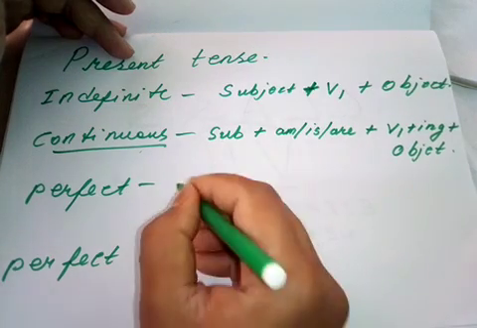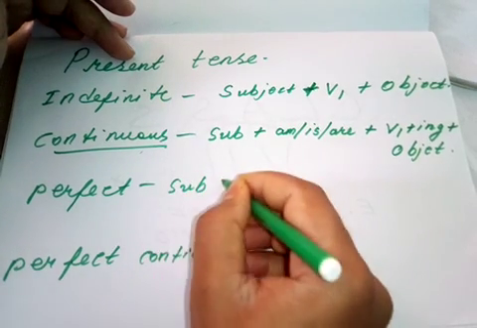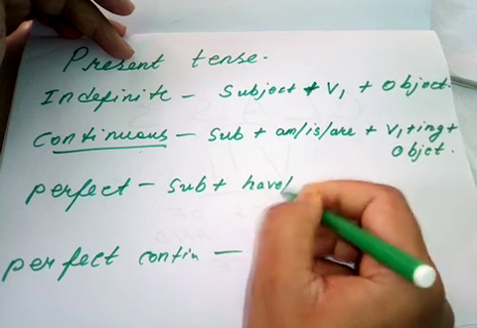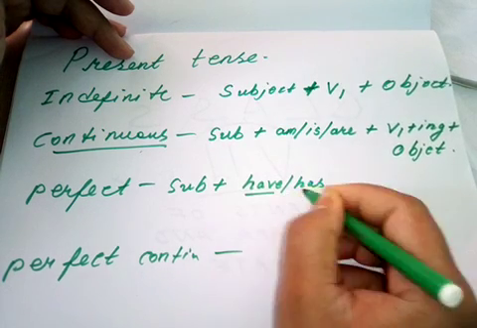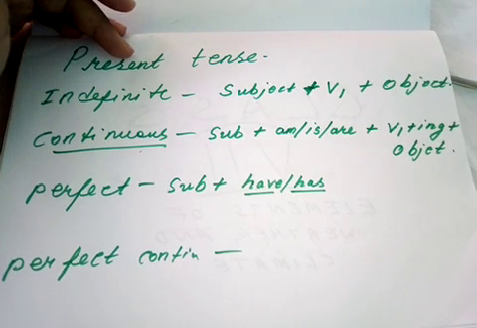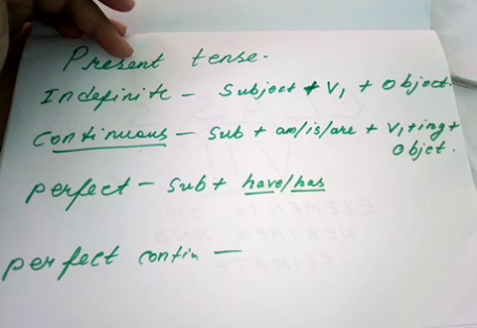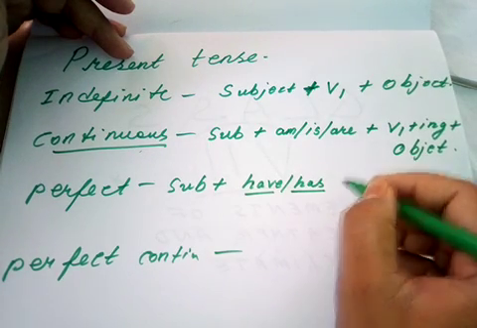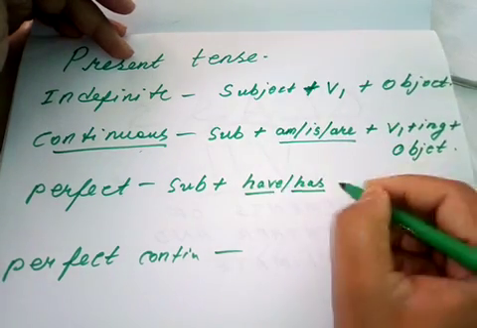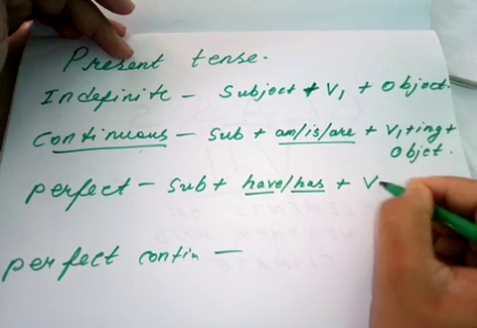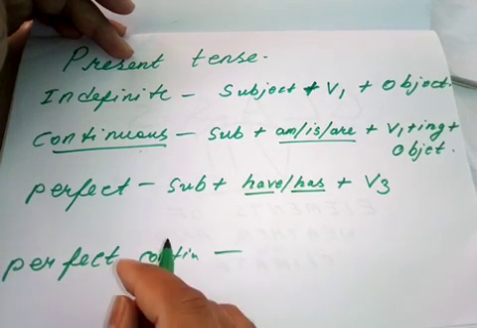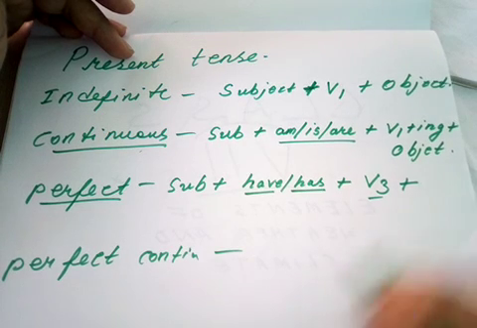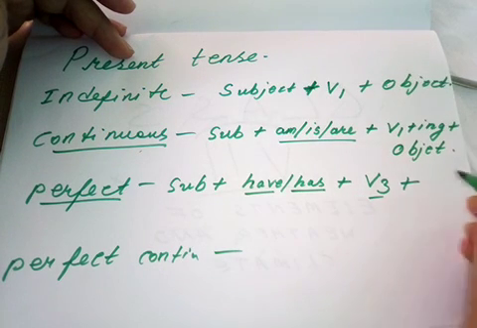Then in perfect, we start with the subject, and we need to add have or has. There are certain criteria for using have and has, which will be discussed later, and the same with am, is, are. Then we need to use verb 3. Always remember, in active form, verb 3 is used only in perfect tense. Don't forget this.